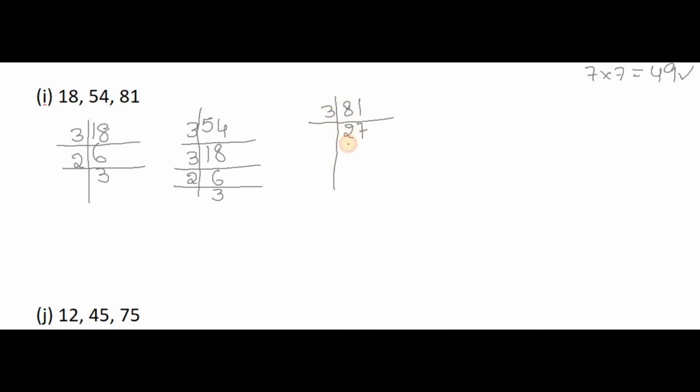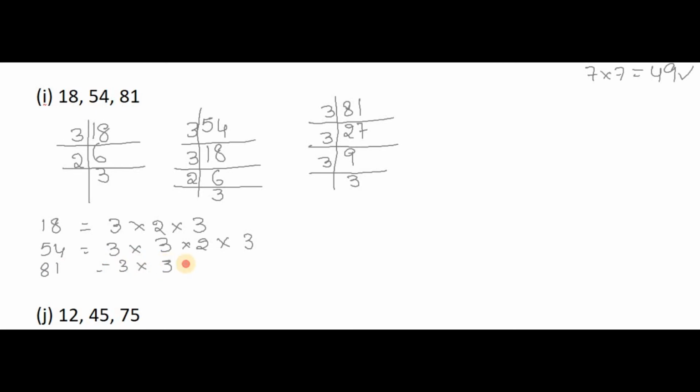3 27s are 81, 3 9s are 27, and 3 3s are 9. 3 is a prime number, we can stop finding the factors now. 18 is 3 into 2 into 3, 54 is 3 into 3 into 2 into 3, whereas 81 is 3 into 3 into 3 into 3.